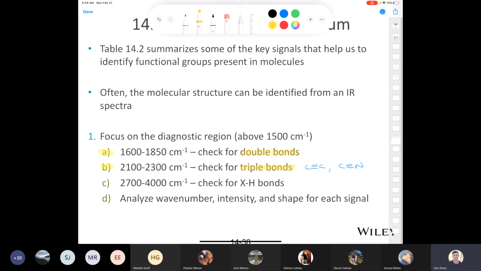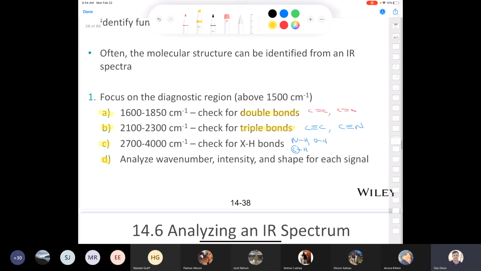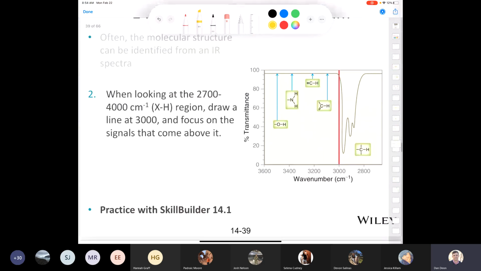And then after that, you're going to look for bonds to hydrogen. Things like nitrogen-hydrogen bonds, oxygen-hydrogen bonds, carbon-hydrogen bonds, and you're going to look at the hybridization of the carbon in the bond. If I help you with the double bond, it could be a carbon-carbon double bond or a carbon-oxygen. All right, there you go. Then you're going to analyze the wave number, the intensity, and the shape for each signal, and you'll be able to get some information, okay?